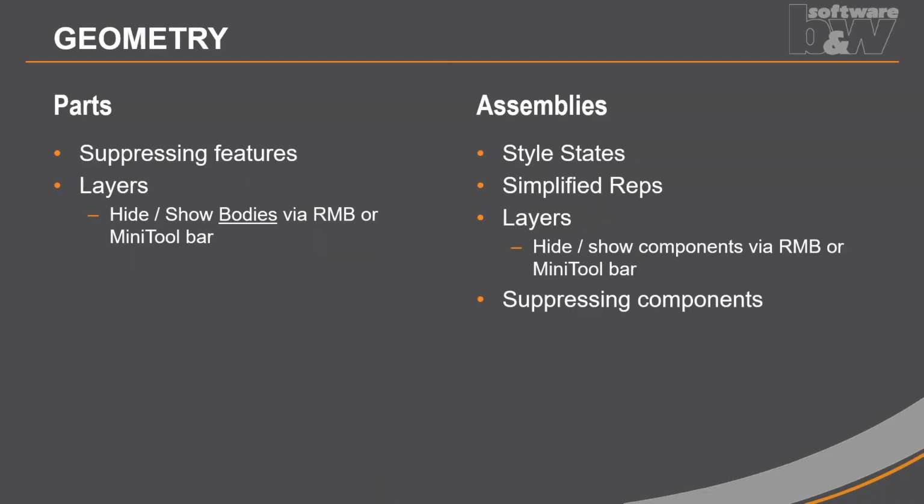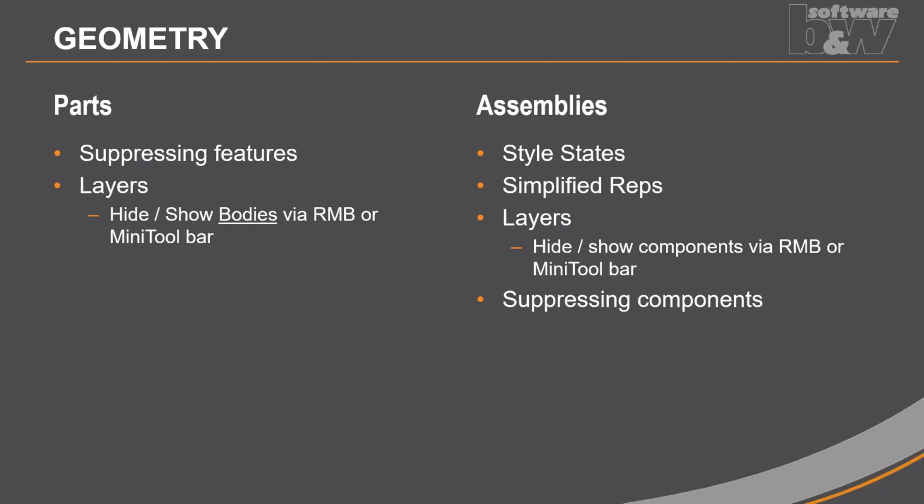Yeah, looking a little more deeply into the geometry, we have to distinguish between parts and assemblies. So in parts, you can suppress features. This regenerates the model, but it blanks the geometry, and it suppresses the children as well. Or you can use layers, in this case hiding or showing bodies with a right mouse button or mini toolbar. This is a layer operation in the background. I'll talk about this later as well.